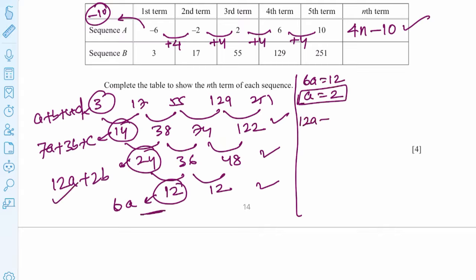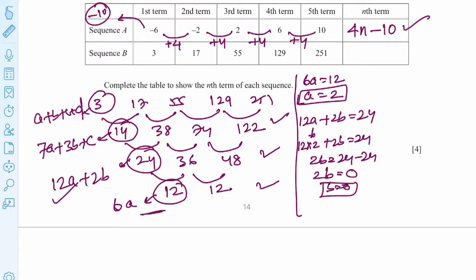Okay, now go back to this one. So 12a plus 2b equals 24. So a will be replaced by 2, so 12 times 2 plus 2b equals 24. So 2b equals 24 minus 24. So we got 2b equals 0, that means b equals 0. So we got b equals 0 here, right? Then find the value of c.